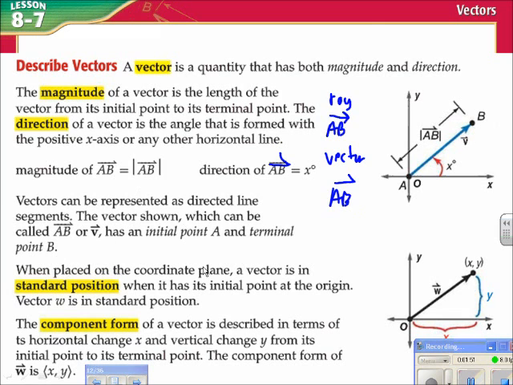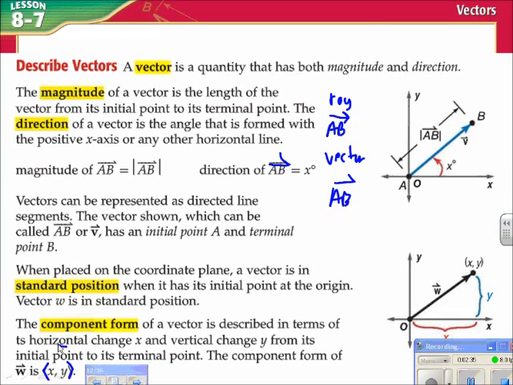Now, when you place a vector on the coordinate plane, it's in standard position when its initial point is at the origin, so it starts at 0, 0. Both of these vectors, vector V and vector W, are in standard position on these coordinate planes. The component form of a vector is described in terms of its horizontal change x and its vertical change y from its initial point to its terminal point. So the component form of vector W is ⟨x, y⟩. Notice that these are not parentheses. These are angled brackets. That's what indicates the representation of a vector. So that's the component form of a vector.